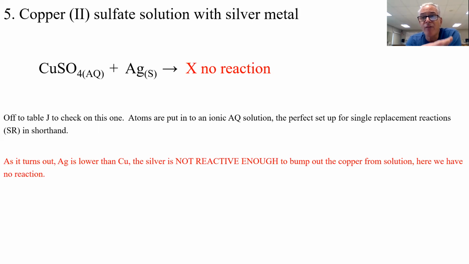You must write the formulas for the reactants, put in the arrow, and then say nothing happens. You can't just skip this and say no. You have to write the formulas correctly. You must show that you're thinking and you're paying attention.